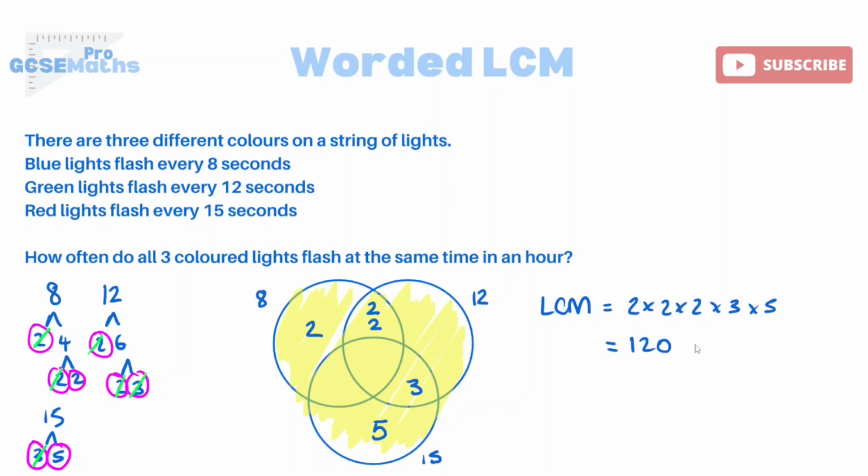So this one's in terms of seconds, that's every 120 seconds, which for this case is actually quite nice because that's basically every 2 minutes, isn't it? If we want to convert from seconds to minutes, we have to divide by 60. So that's every 2 minutes. Now they've asked us how many times do all 3 coloured lights flash at the same time in an hour. Well, obviously we know there's 60 minutes in an hour. So I'm going to do 60 minutes divided by 2 minutes, and that gives me 30 times. So there's my answer for that one.